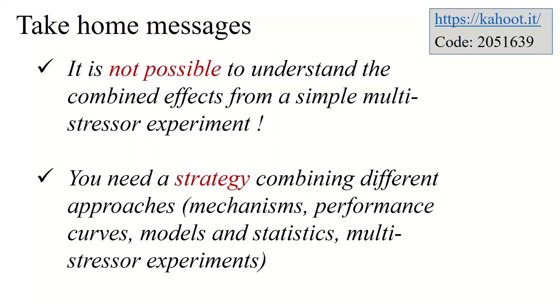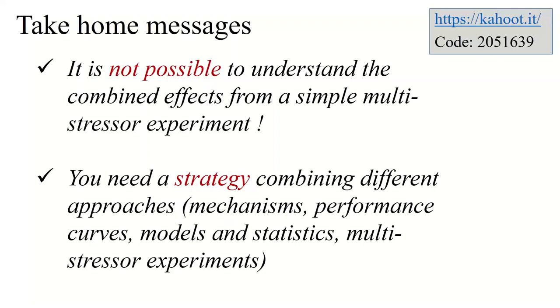And so basically, if you want to really understand what's happening for your multiple stressors, you need a strategy. What you need is to combine different approaches. So you need to understand what's happening inside your organism. You can do genetic, you can do physiology, you can do performance. There's a lot of stuff you can do. A second thing you need to understand is the shape of the performance curve, because these things are never linear. And that's really critical if you want to understand this.